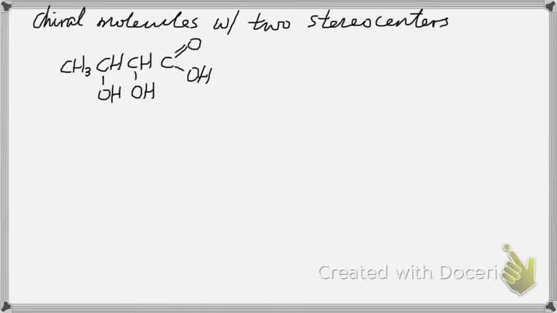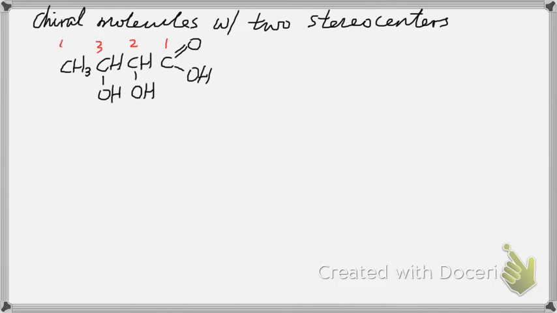Now we are going to take a look at chiral molecules with more than one stereocenter. We've seen some examples before. Now we are going to take a look at them systematically. So here is an example. This is a molecule with two chiral centers.